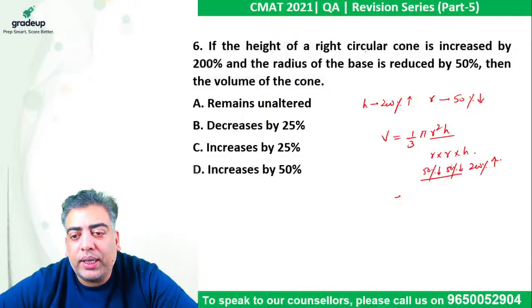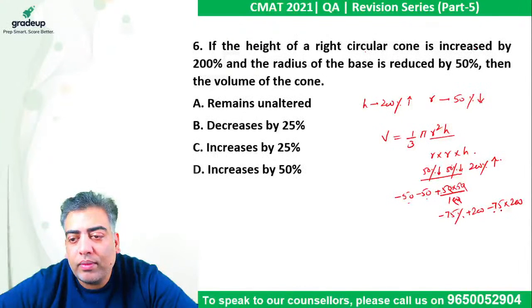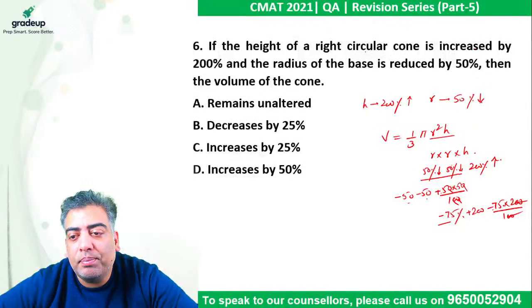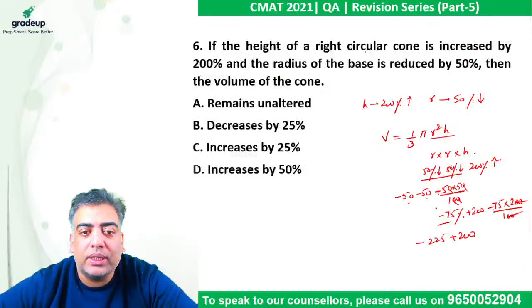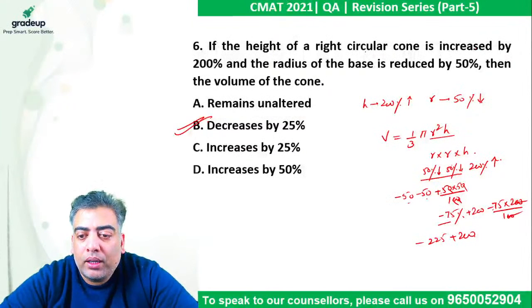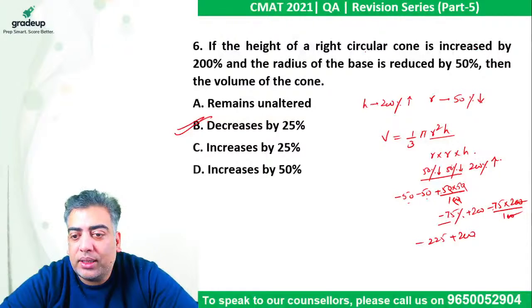Decrease of 50 and 50 gives me overall decrease of 75%. So minus 100 plus 25 comes out to be 75%. Decrease of 75, increase of 200 gives us net change of this much percent. So minus 75 and minus 150 makes it minus of 225 plus 200, which is equivalent to decreases by 25%. So you can also use multiplying factors here.